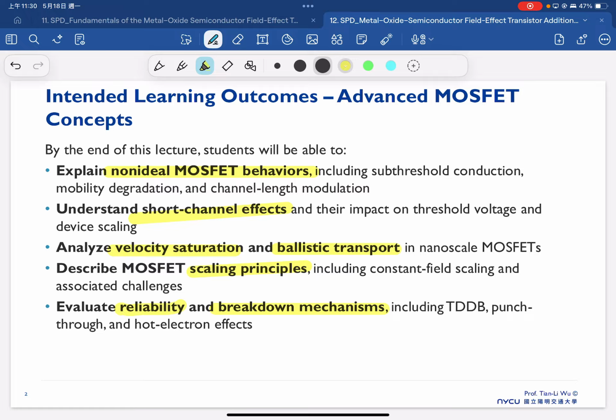In fact, this chapter is very important for your future research and work direction, because nowadays when we do more scaling, when we have a new transistor, new material, new architecture, what we need to face is to understand and solve these additional effects.